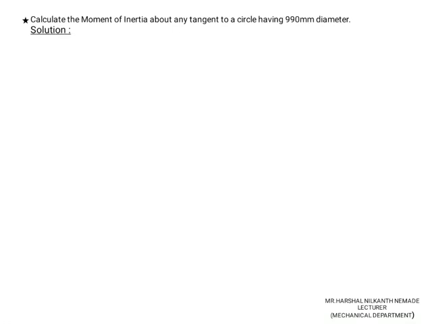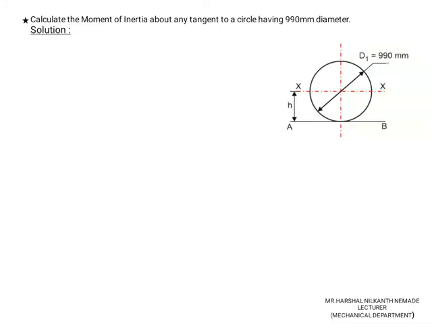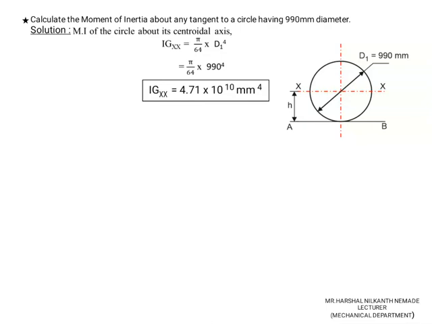Now, next numerical on another section. Calculate the moment of inertia about any tangent to a circle having 990 mm diameter. The circle is given with diameter 990. Moment of inertia of the circle about the centroid axis, IGXX, is equal to pi by 64 multiplied by d raised to 4, is equal to pi by 64 multiplied by 990 raised to 4. IGXX value I get is 4.71 multiplied by 10 raised to 10 mm raised to 4.